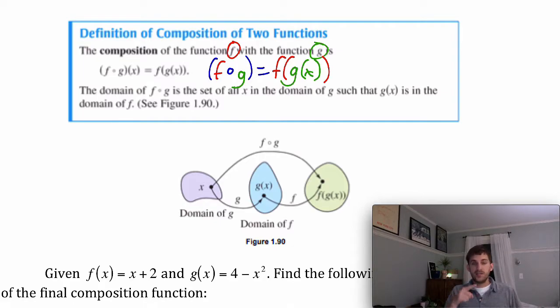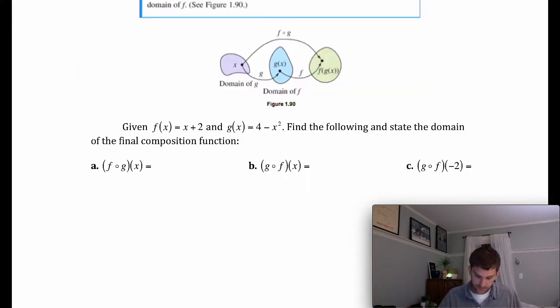So it's got an x value that needs to work in g so that the output, say for example g of 2, maybe gives us an output of 7. If that 7 works in the domain of f, then we're good to go. Don't worry so much about that right now. We're going to practice this a little bit right down here.